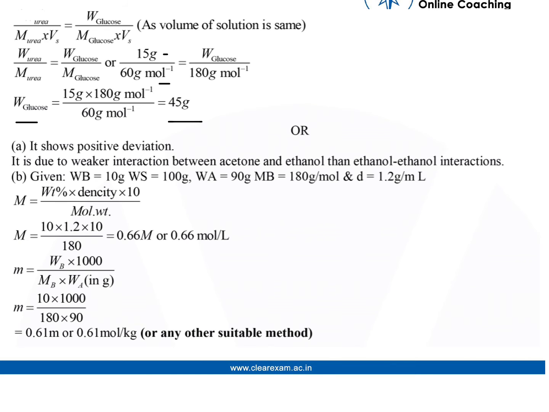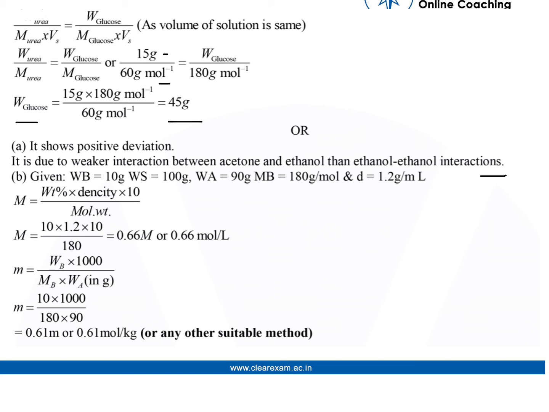Now the answer for the other question is it will show the positive deviation, that it is due to weaker interaction between acetone and ethanol than ethanol-ethanol interaction. Now the second answer is the weight of B is 10 gram.